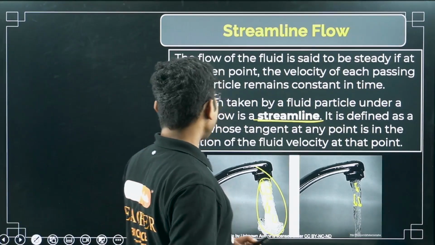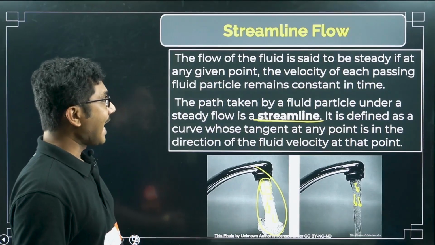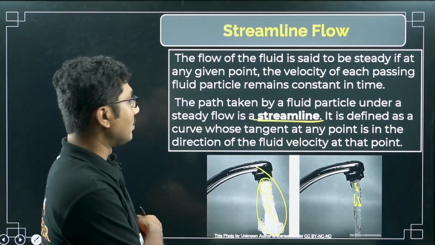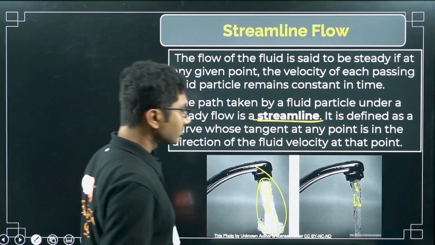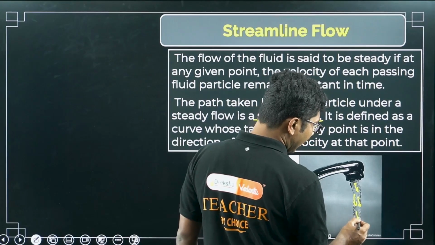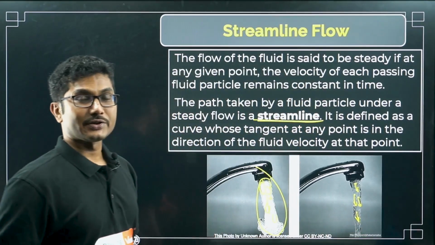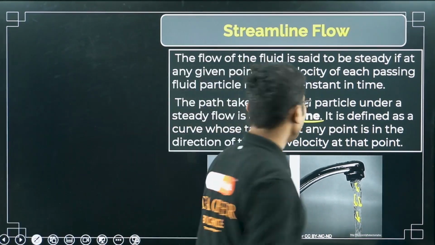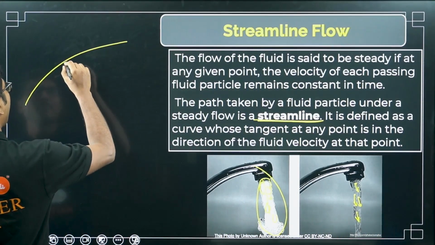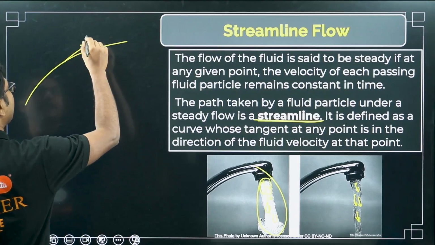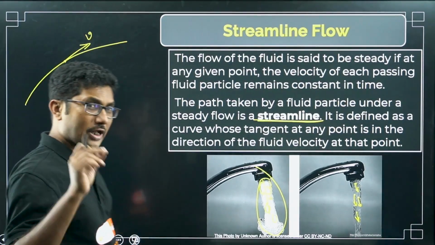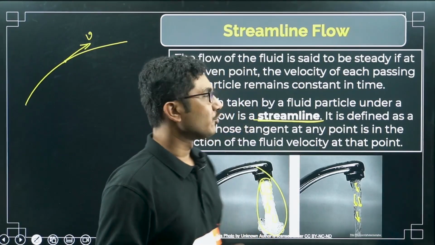So it is defined as the curve whose tangent at any point gives the direction of the velocity of the fluid at that point. So at any point if you draw a tangent, then the tangent should provide the direction of velocity. If you say this is a streamline, then at any point if you draw a tangent, you will get the direction of velocity of the fluid particle at that point. So that is the basic definition of streamline motion.